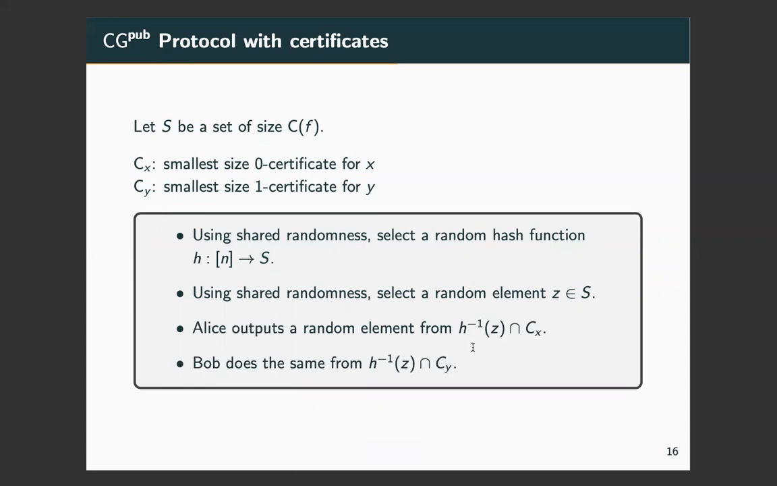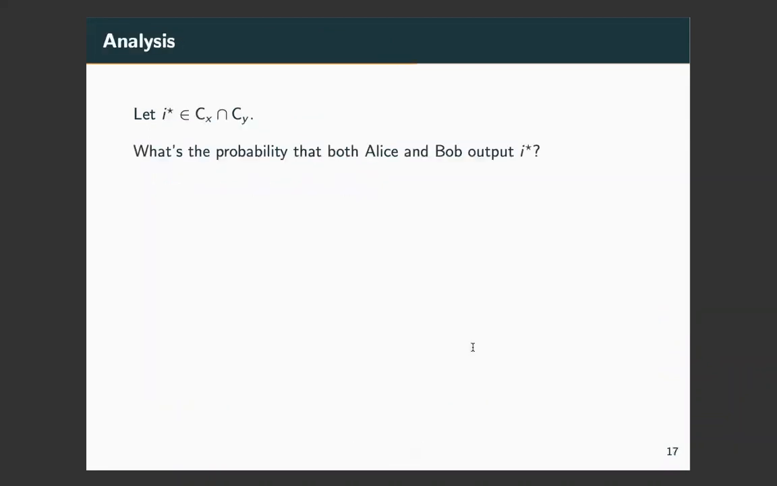Now, Alice looks at the set of indices that are assigned values in her certificate, and she checks if any of those indices are mapped to Z by the hash function H. She outputs one such index randomly. Bob does the same with his certificate. Now let I star be an index that is common to both the certificates and is assigned conflicting values by them. What is the probability that Bob and Alice output I star?